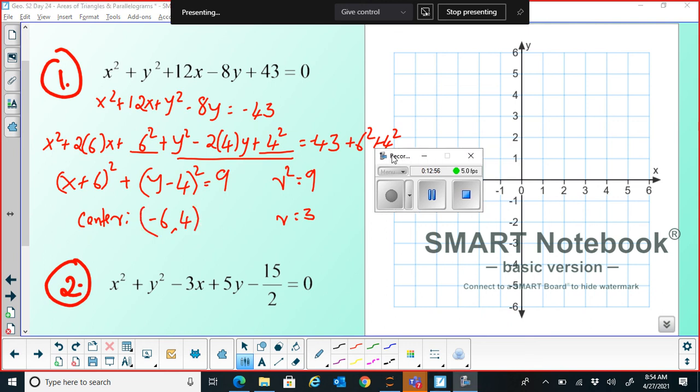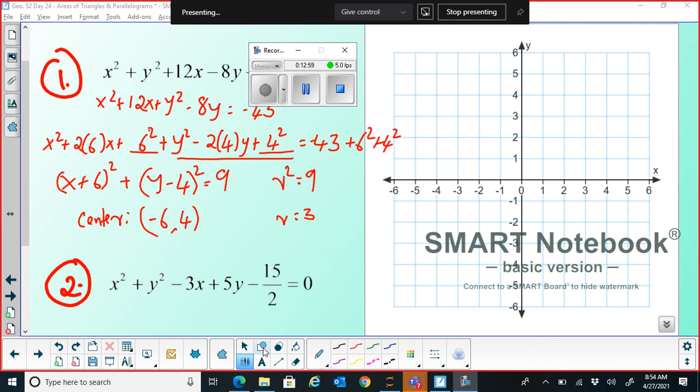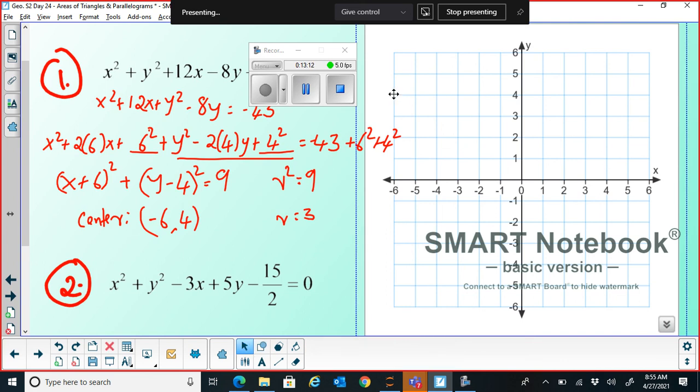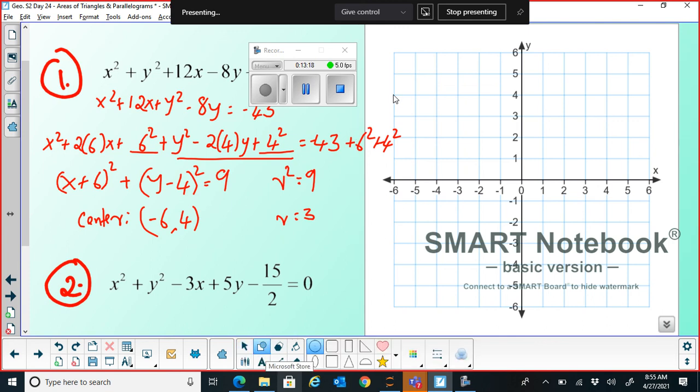I can just do the construction real quick for this one as well. Negative 6 comma 4. I have x negative 6 and this is positive 4. So this is where I've got to draw the circle with radius 3.